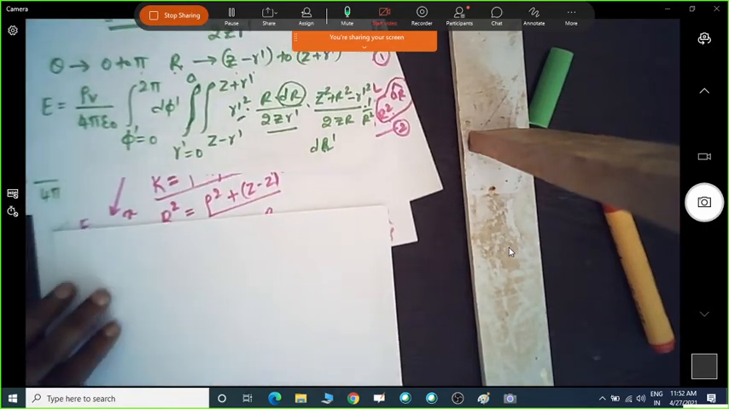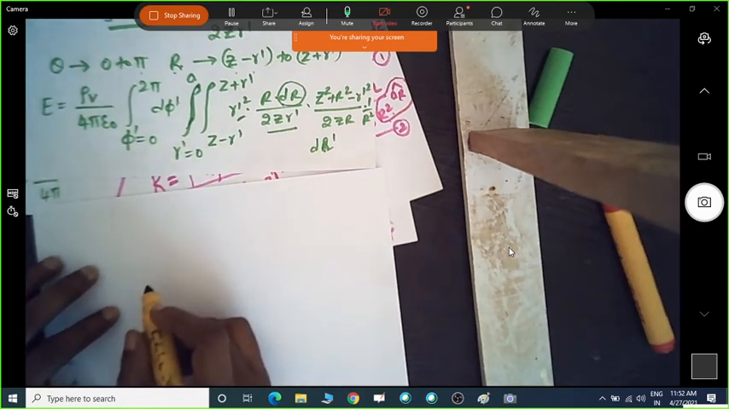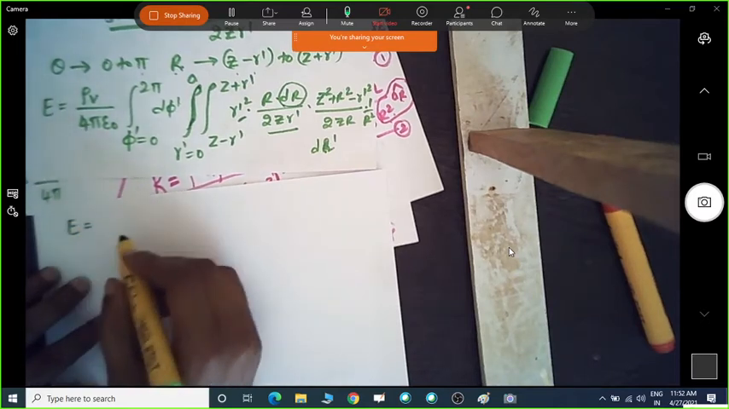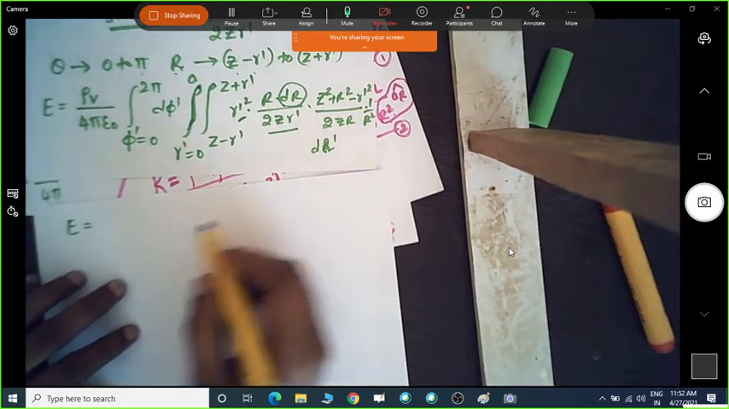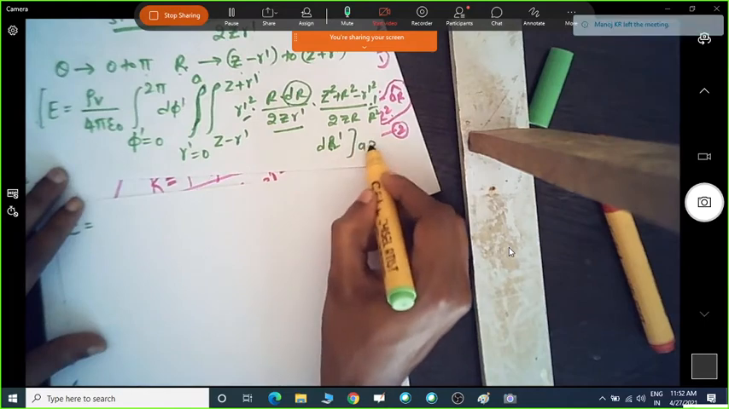Now we need to evaluate this integral to get the field due to the volume charge. So now we have E, which is equal to, so the whole thing, the electric field, is in the az direction.